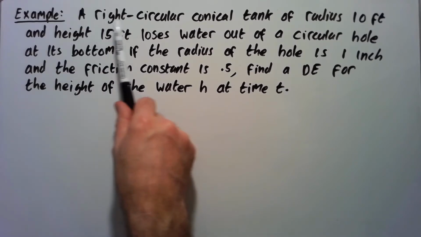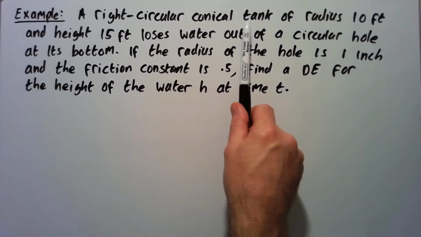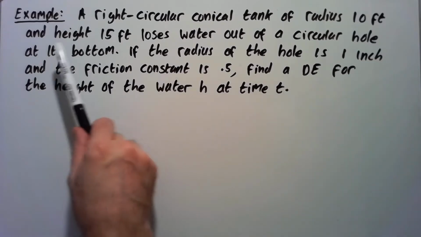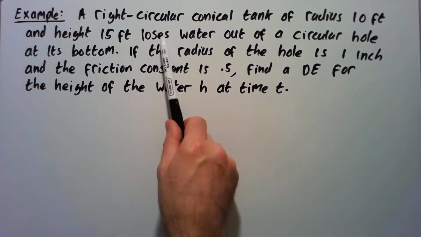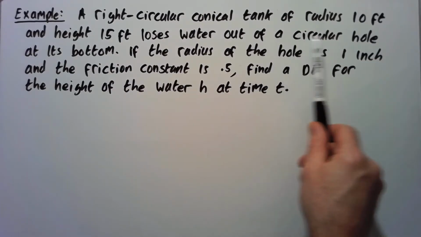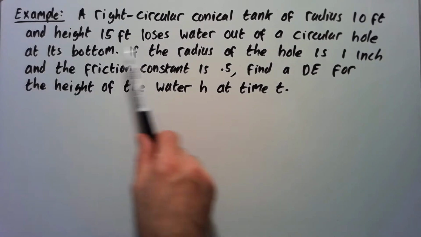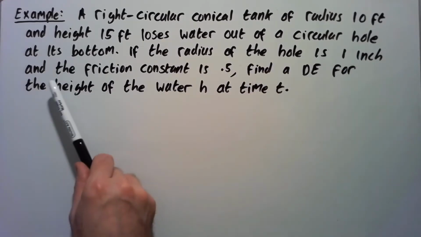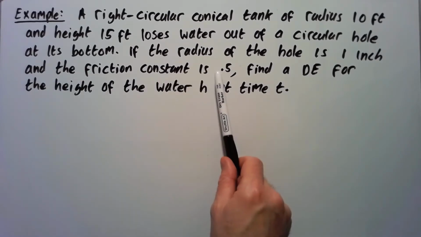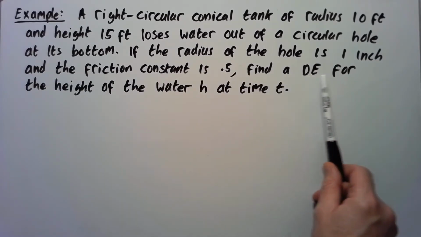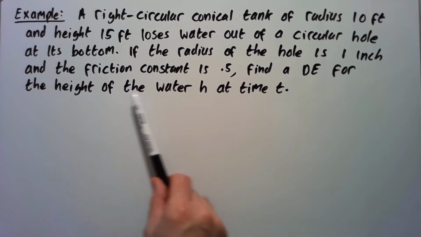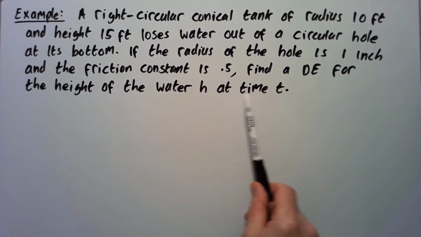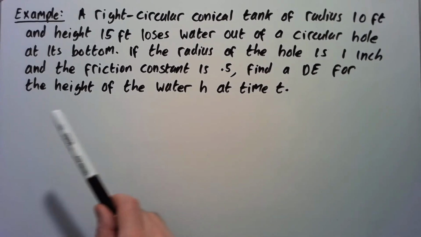It says a right circular conical tank, of radius 10 feet and height 15 feet, loses water out of a circular hole at its bottom. If the radius of the hole is 1 inch and the friction constant is 0.5, find a differential equation for the height of the water at time t. So let me first draw a picture of this.